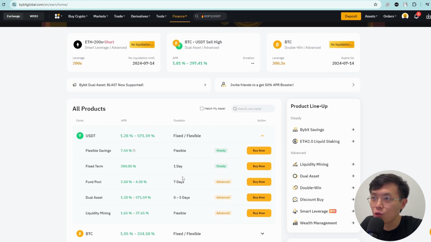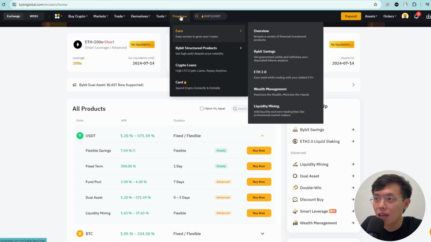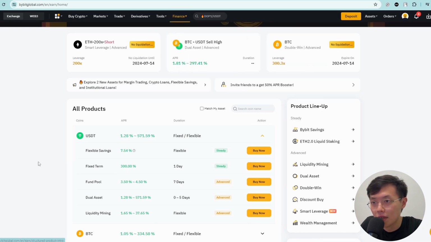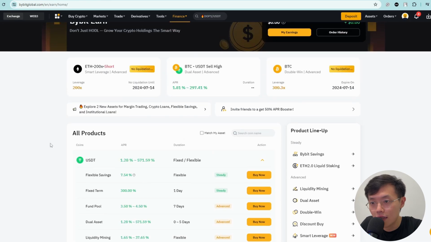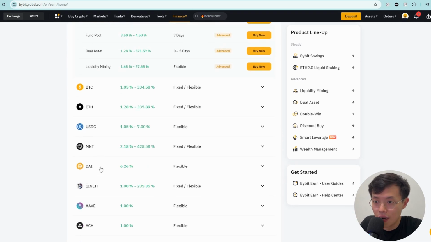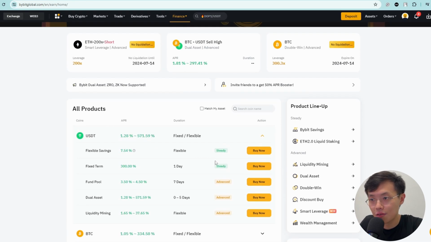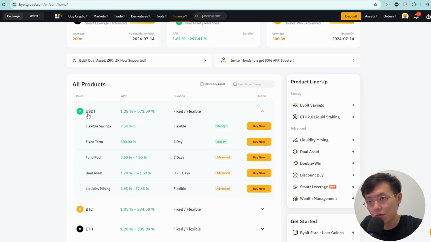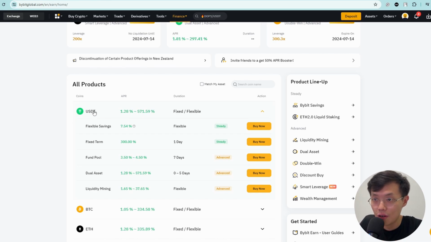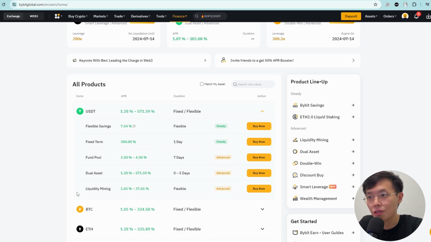To get to Bybit Earn, you go to Finance here and press Earn, and you'll come up with this. We have USDT, BTC, ETH, and so on. But I advise you to use USDT because it has the highest rate and it is stable. USDT won't change in value. The coin itself won't change value, but we can have a lot of fixed deposit rate.